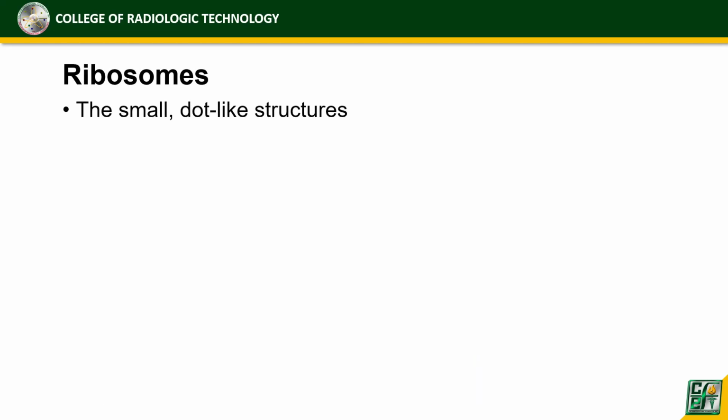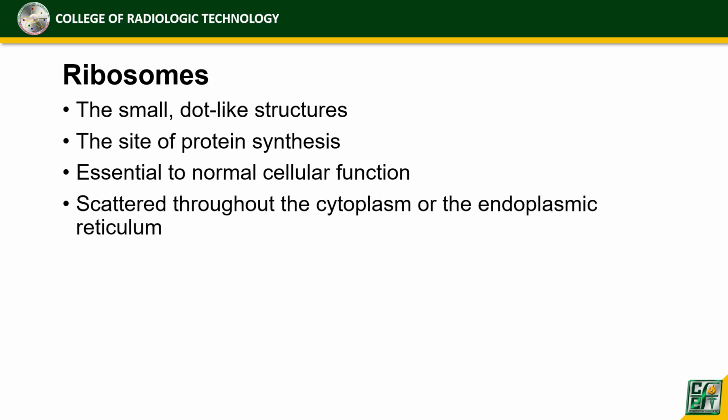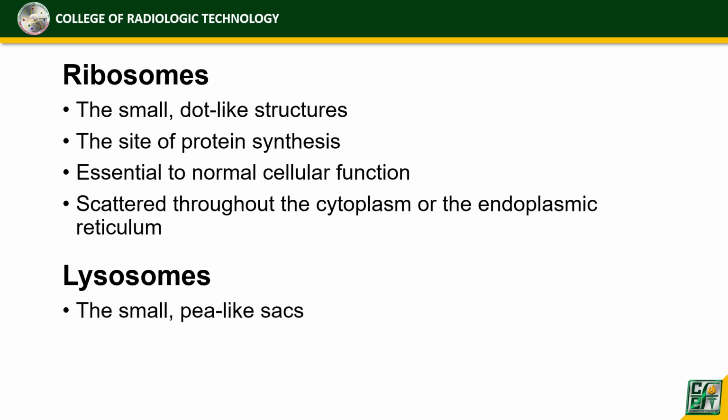Okay. Then ribosomes, the small dot-like structures. It is the site for protein synthesis, ribosomes. Essential to normal cellular function, scattered throughout the cytoplasm or to the endoplasmic reticulum. Lysosomes naman, small pea-like sacs. Okay? So magkaiba ang lysosome sa ribosomes. Ribosomes are dot-like structures, while lysosomes are pea-like sacs.